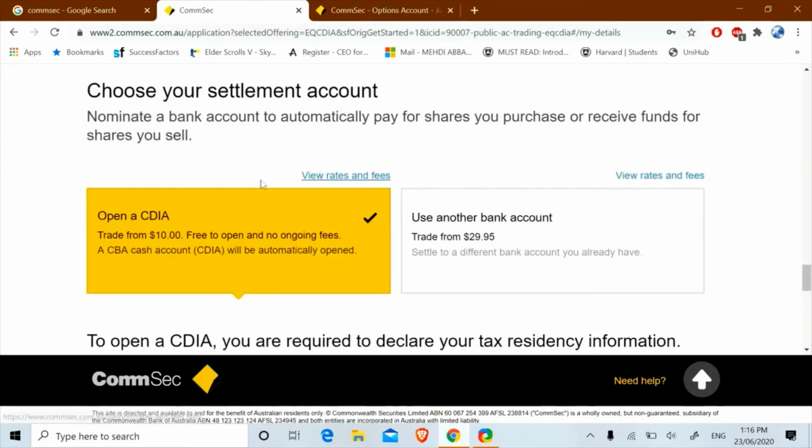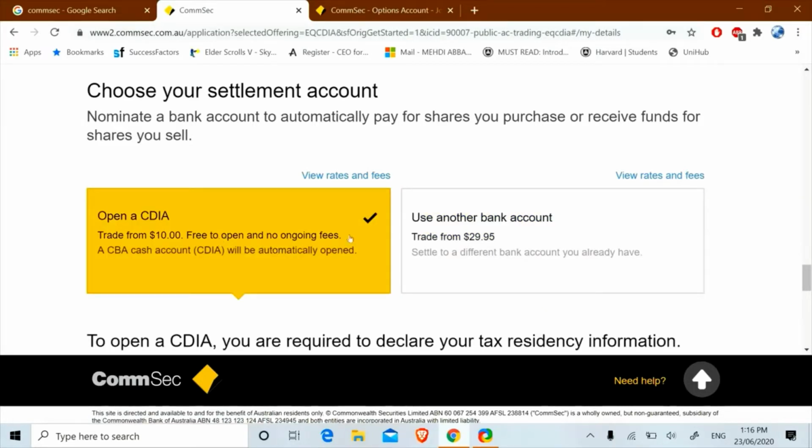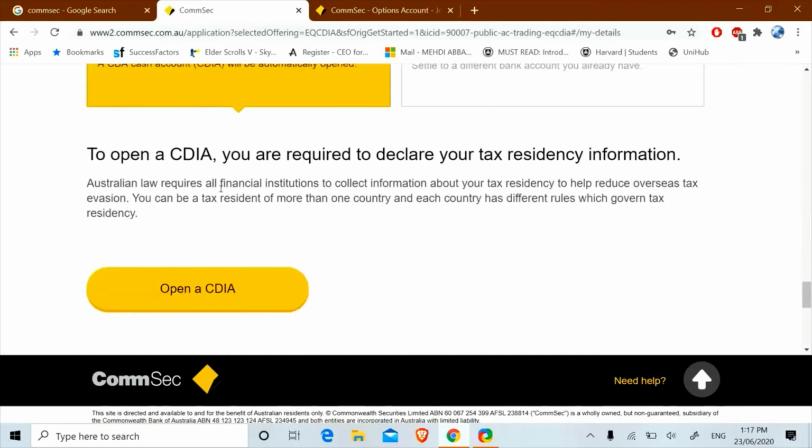With this one, again, it asks you the same question, whether you want to choose a CDIA account or another bank. If you're banking with another bank, that's going to charge you an extra almost $30, and that's $10 to make one, and there's no ongoing fees. So it is far better to just make another CDIA account, because there are no ongoing fees and it's free to open. So why not open one? And then open a CDIA account.